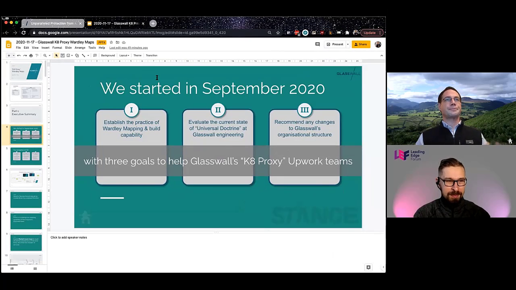So we started in September to deliver on these three goals. First was establishing the practice of Wardley mapping and building up their capability. After that, it was looking at the universal doctrine and recommending changes to their organizational structure. So that was the context of where we got brought in, and in terms of how mapping has helped.